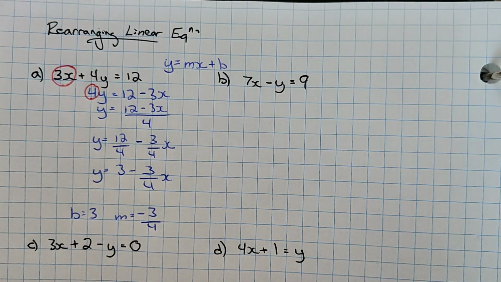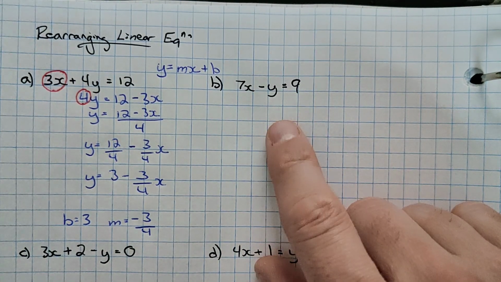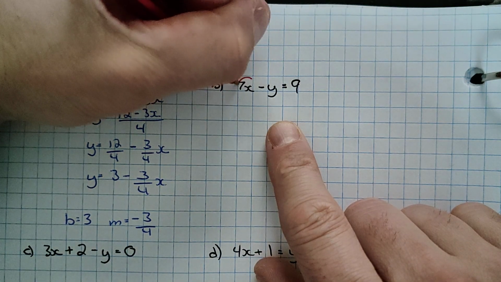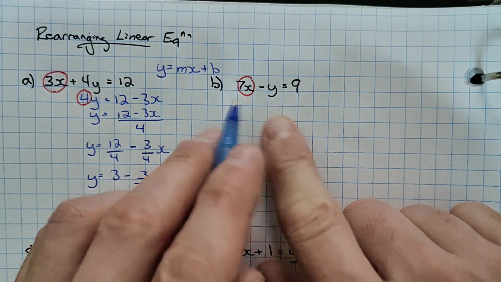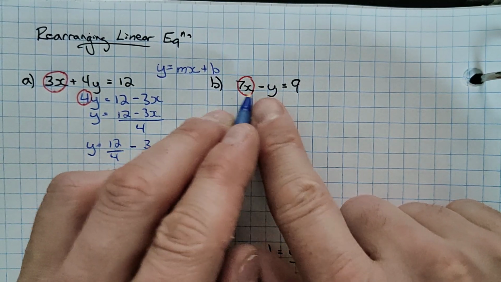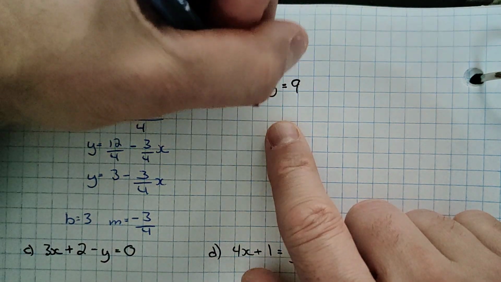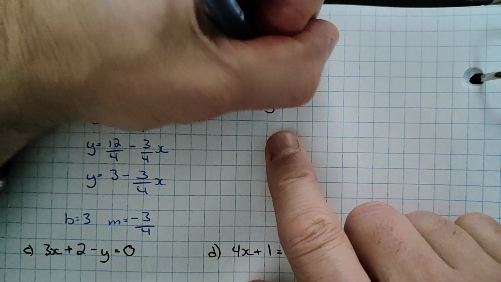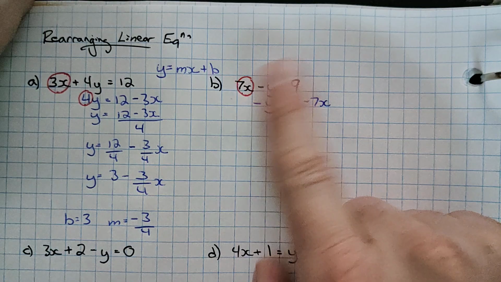In the next example, we have 7x minus y equals 9. So what we need to do is move the 7x. So we're going to move that over, and again, we're subtracting it from y. So this is an adding, subtracting kind of question. So we're going to change that into negative y, and be sure not to miss the negative sign, equals 9 minus 7x.